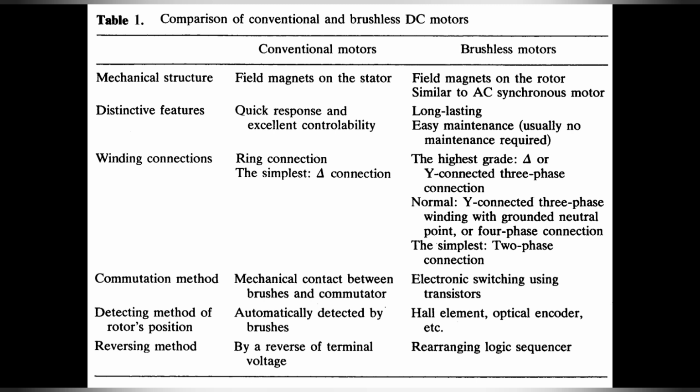Coming to the commutation method, mechanical contact between brushes and commutator is available for commutation, whereas in a BLDC motor, electronic switching using transistors is provided. For the detecting method of rotor position, it is automatically detected by the brushes, whereas here special elements such as Hall elements or optical encoders are required. The reversing method: the direction of rotation is changed in a conventional motor by reversing the terminal voltage. In a BLDC motor, rearranging the logic sequencer will achieve reversal of rotation.